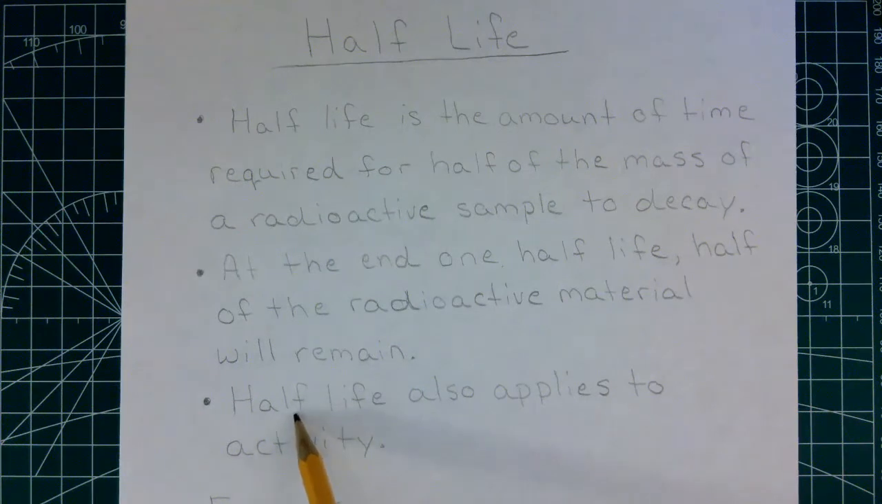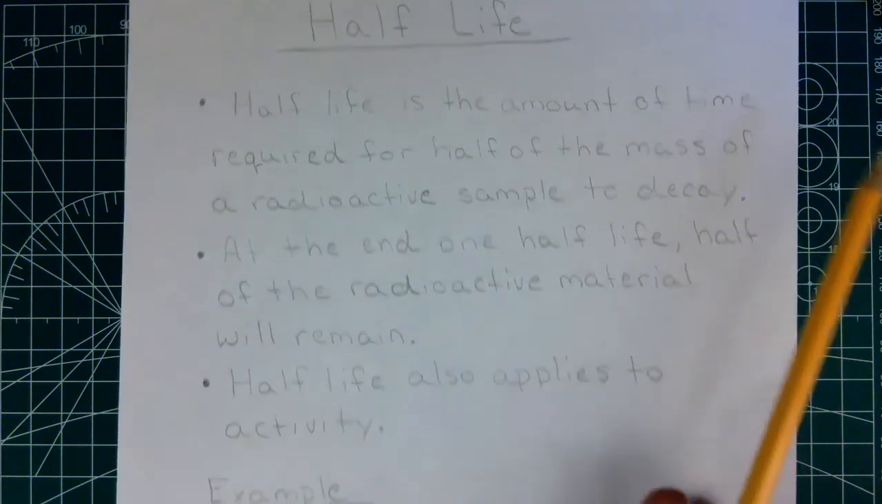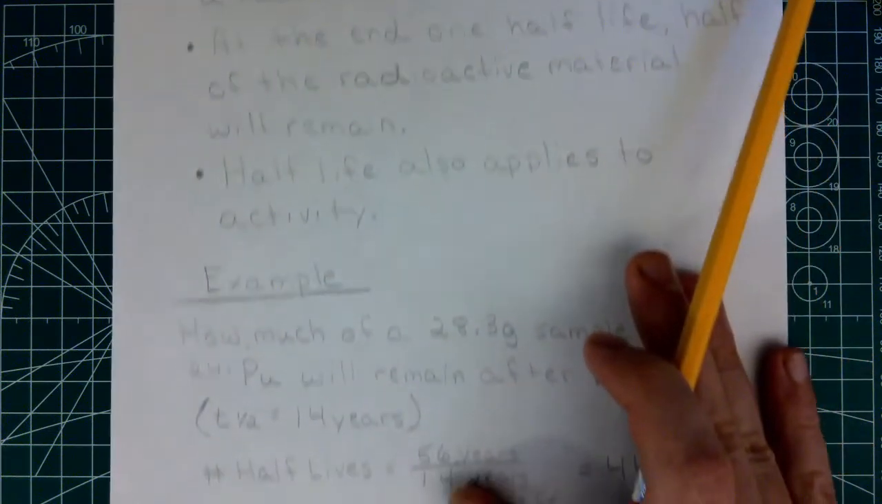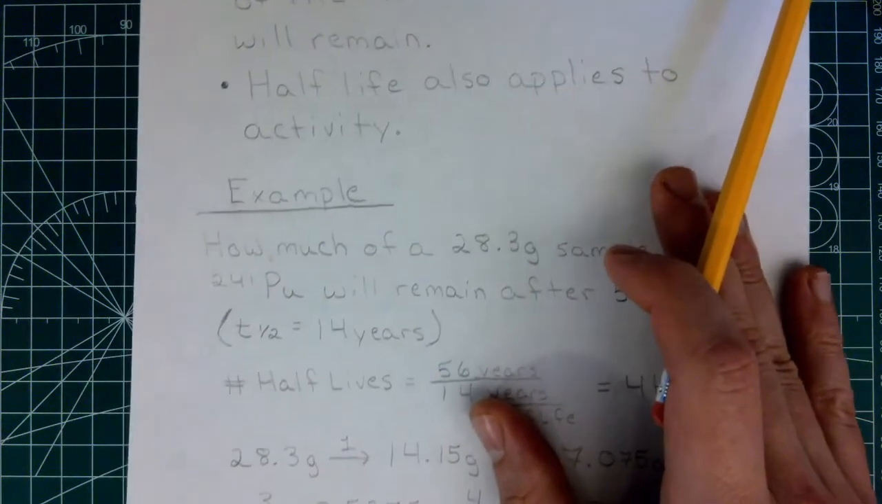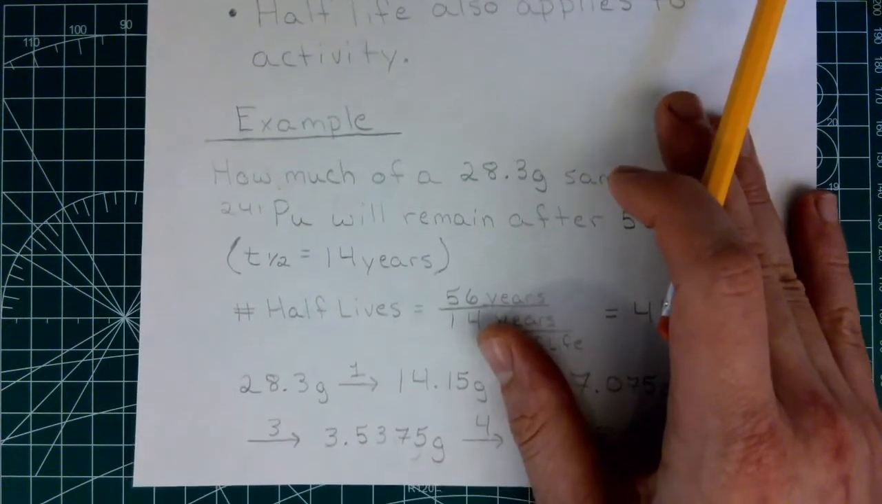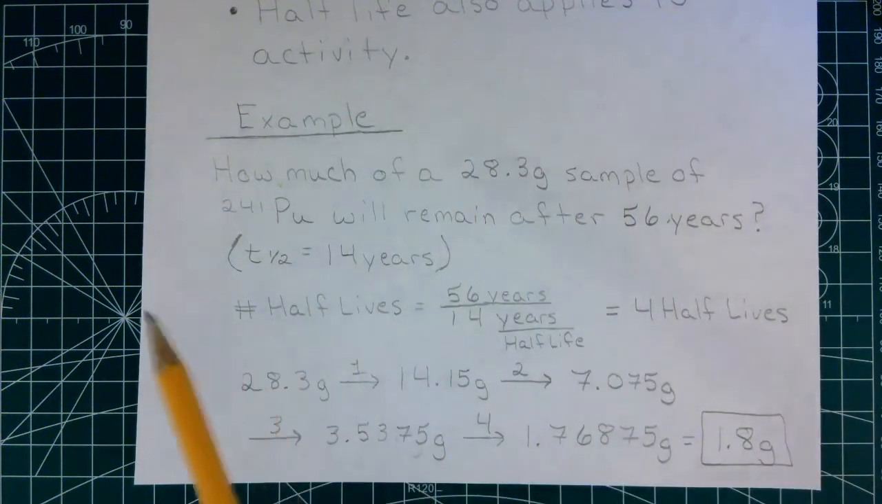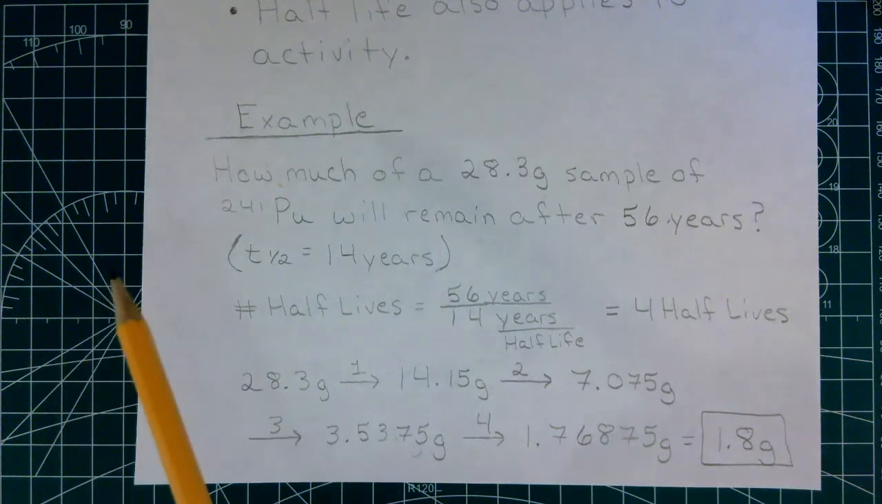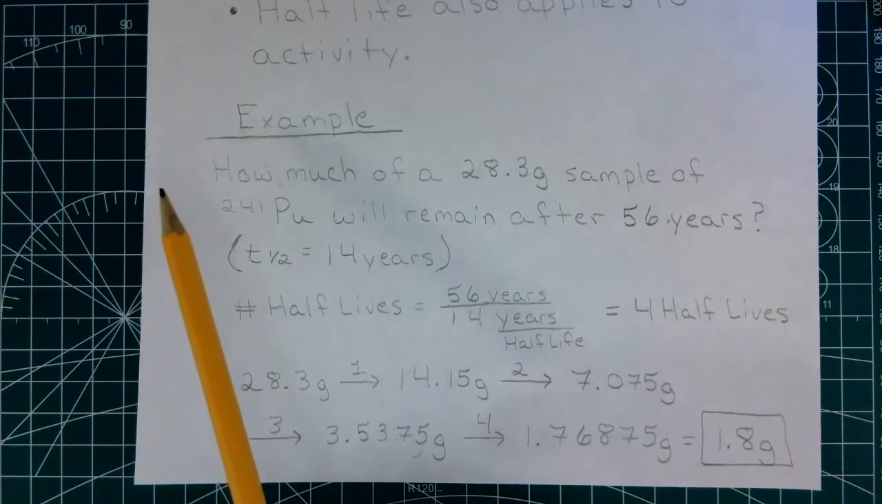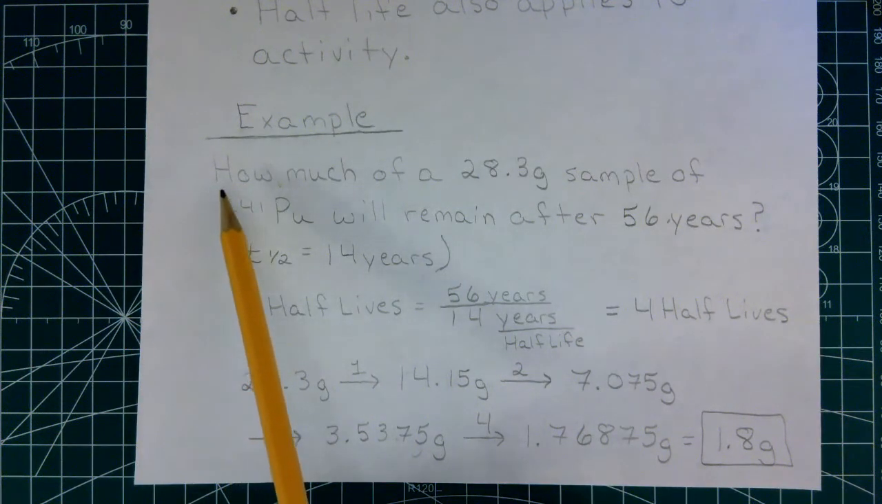It's also important to note that half-life also applies to activity. So we could say that you'd have half the mass or half the activity. It could have mass units or it could have activity units in this case. And there is some interesting algebra to be done with half-lives, but we're actually going to keep this pretty simple, just talking about whole values of half-lives in our problems. So let's look at an example here.